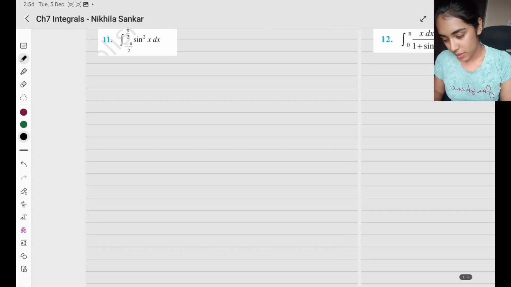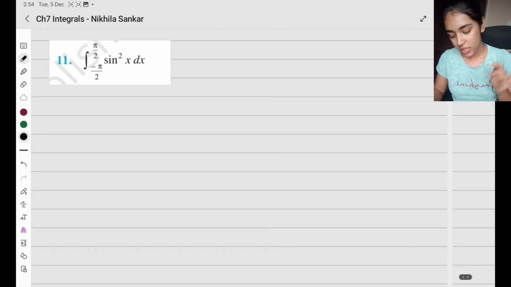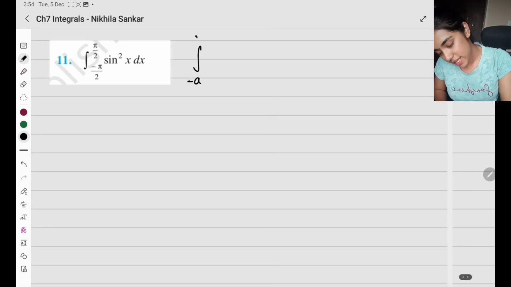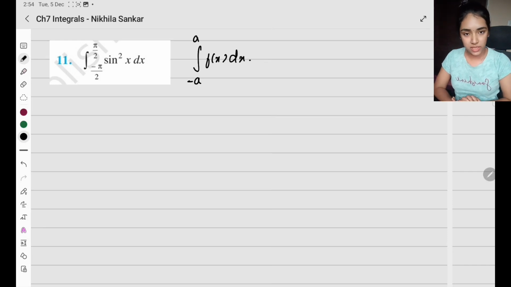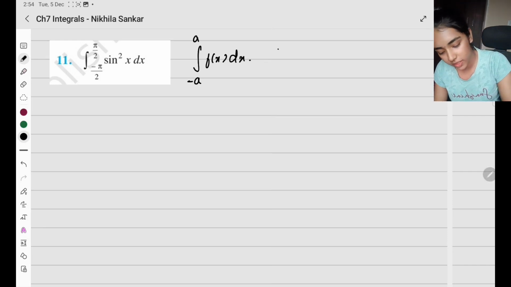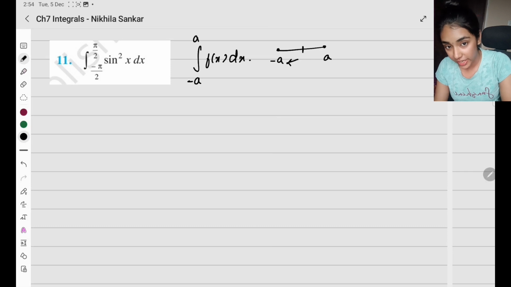Now, question number 11. So here it is of the form integral from minus a to a of f of x dx. So we know two properties: property number 2 and 7. Now what does 2 say? When you have from negative to positive, there could be some value where all the values to the left of the value are negative and to the right of the value are positive. So this is property number 2.